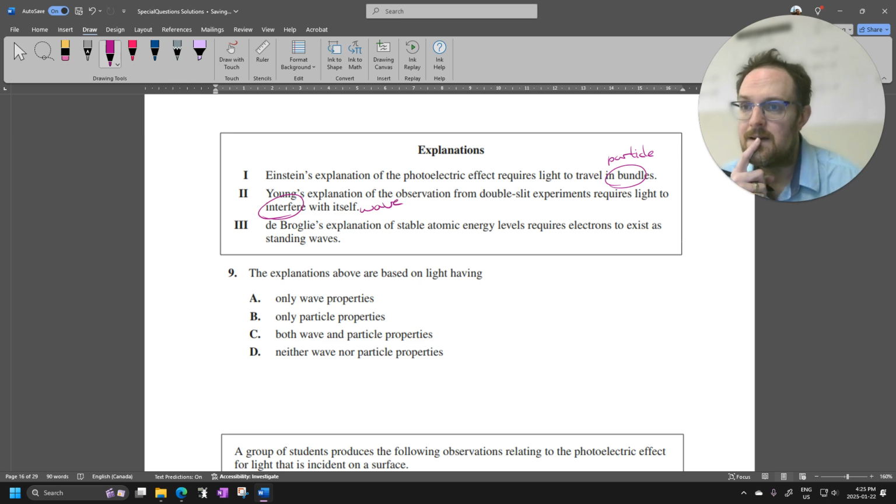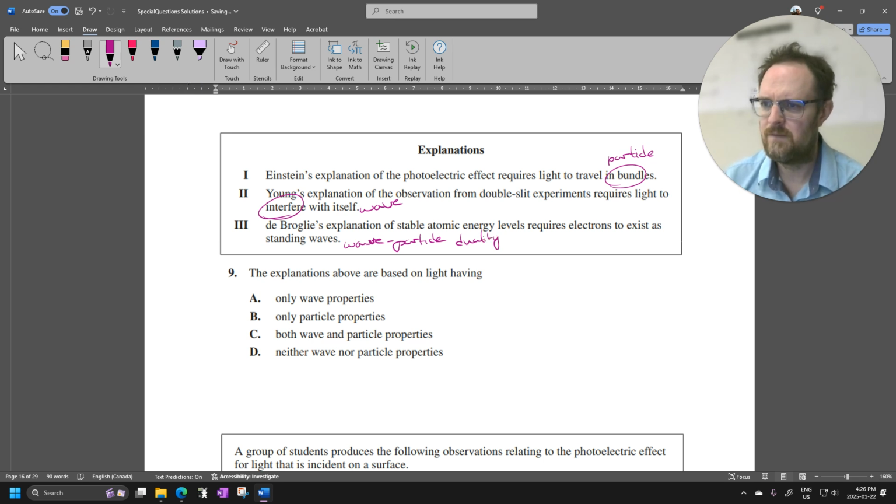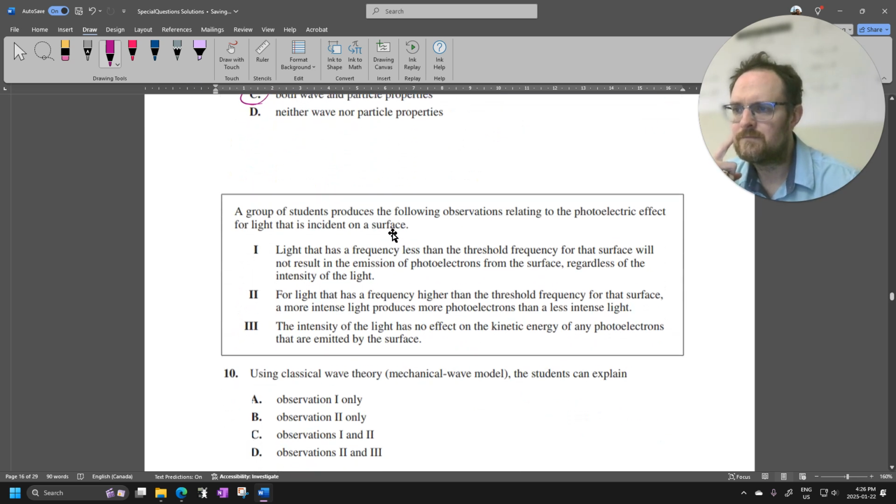De Broglie requires electrons to exist as waves. This is wave-particle duality, right? Electrons exist as standing waves and other waves. So this is wave-particle duality, based on having both wave and particle behaviors there. So it's both of them.